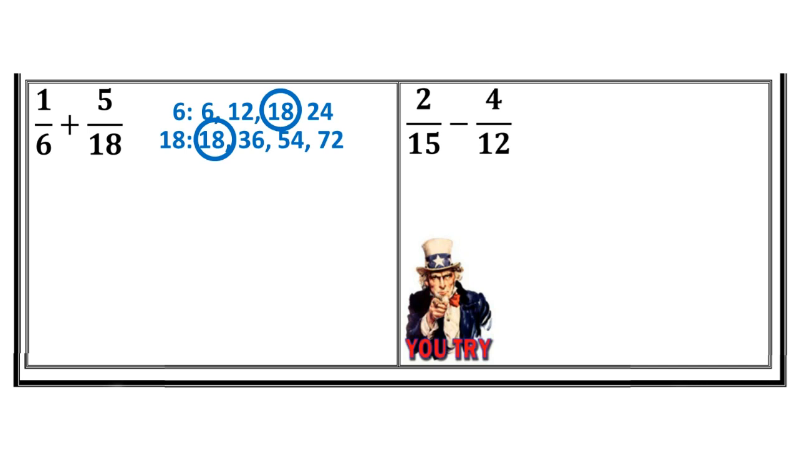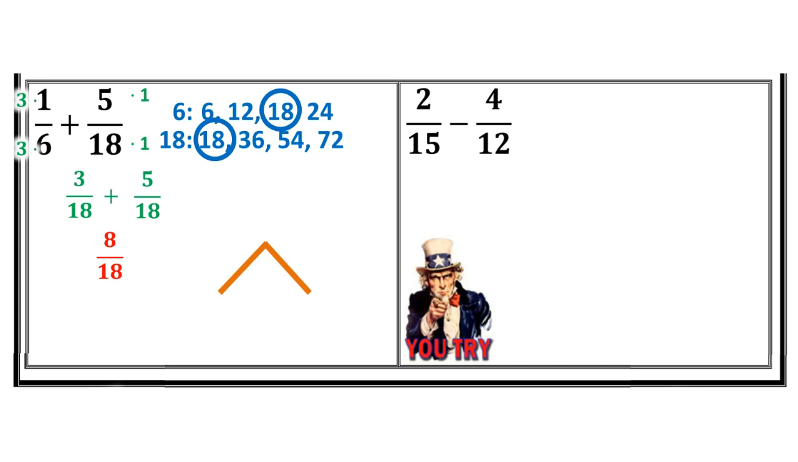So I'm going to multiply my fraction with 6 by 3 because 18 is my third multiple in that list. I'm going to multiply my fraction that has 18 as a denominator by just 1, or I don't have to do anything to it because 18 is the first multiple. 3 plus 5 gives me 8. If we were subtracting, all we do is subtract the numerators. The denominator stays exactly the same, and then we simplify.